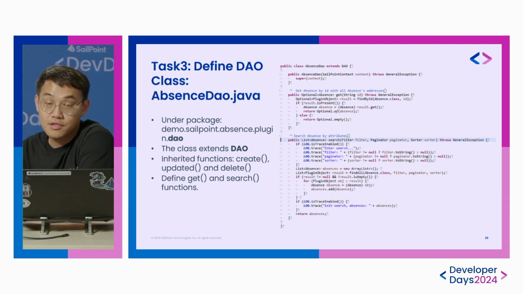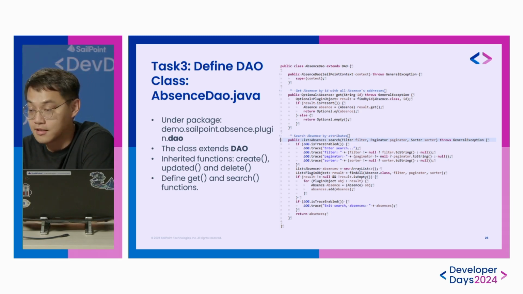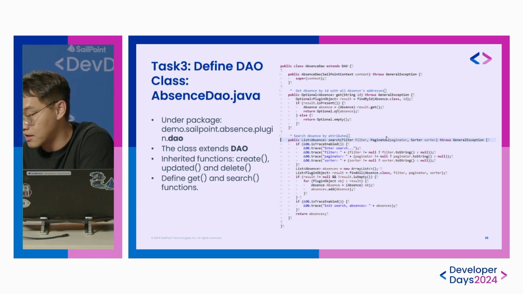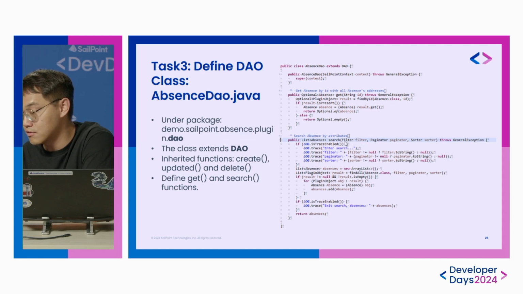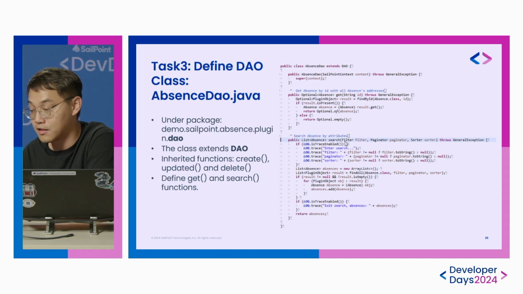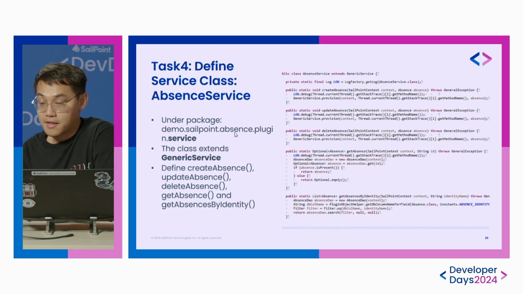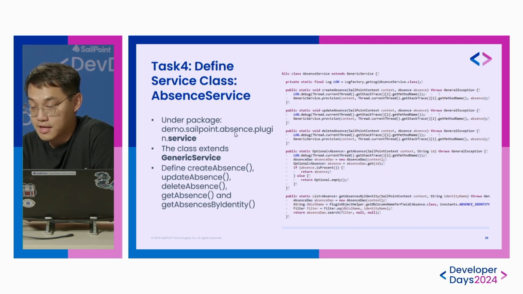Then for each object class, we should create a separate DAO class and extend the main DAO class. In this case, the create, update, and delete functions are inherited. We can then also define the get function and the search function. Note that in the search function here on the right side, we are also using the internal IIQ filter object for filtering.